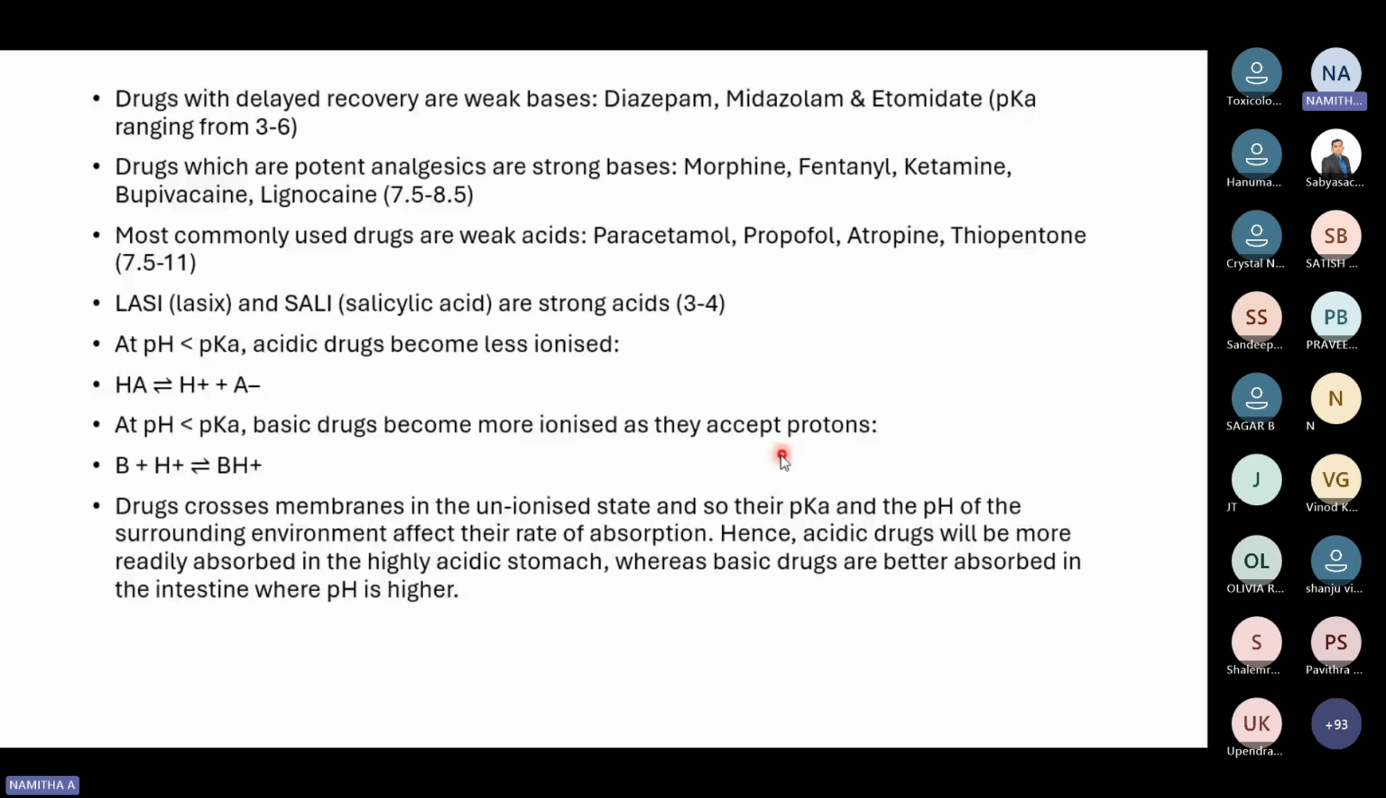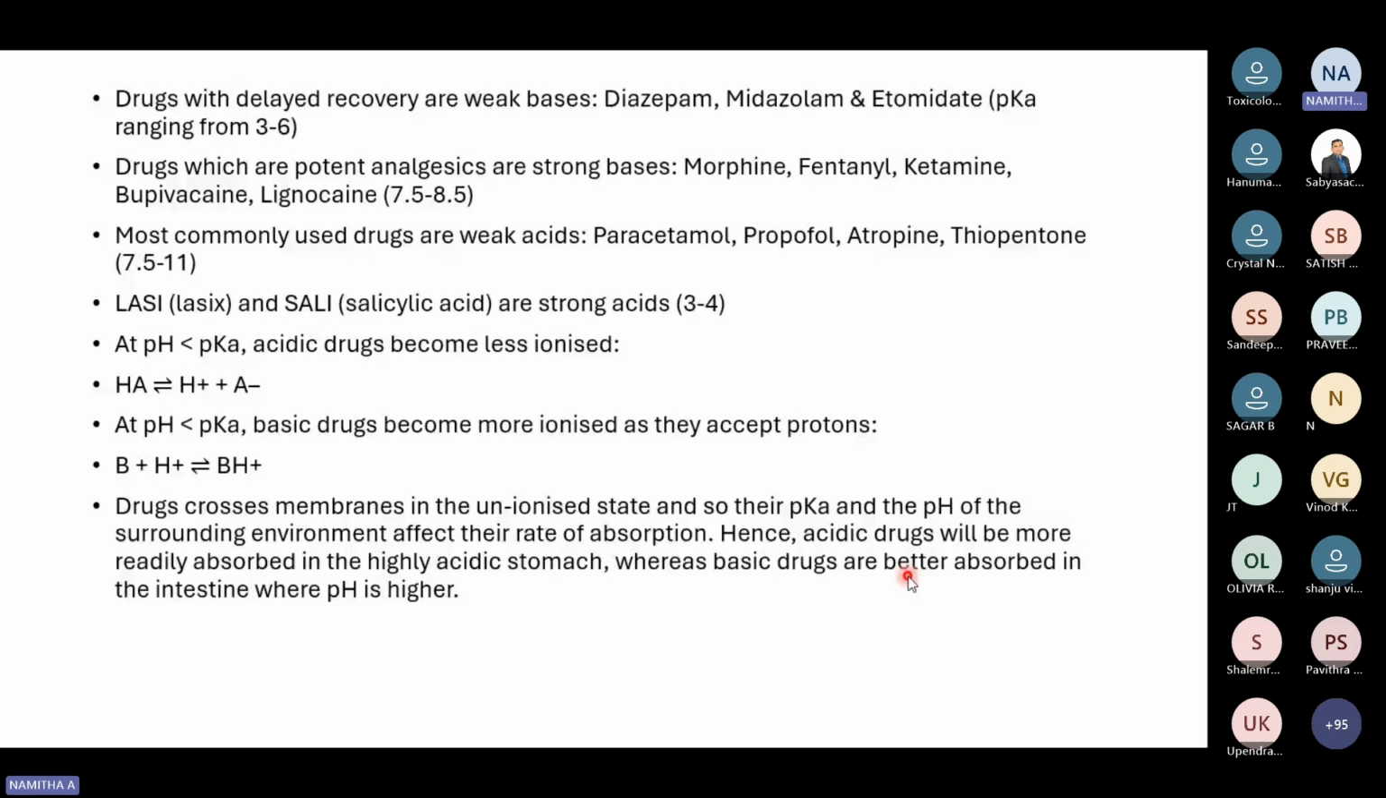Drugs cross the membranes in the unionized state, so their pKa and the pH of the surrounding environment affect their rate of absorption. Hence, the acidic drugs will be more readily absorbed in the highly acidic stomach, whereas the basic drugs are better absorbed in the intestine, where pH is slightly higher.